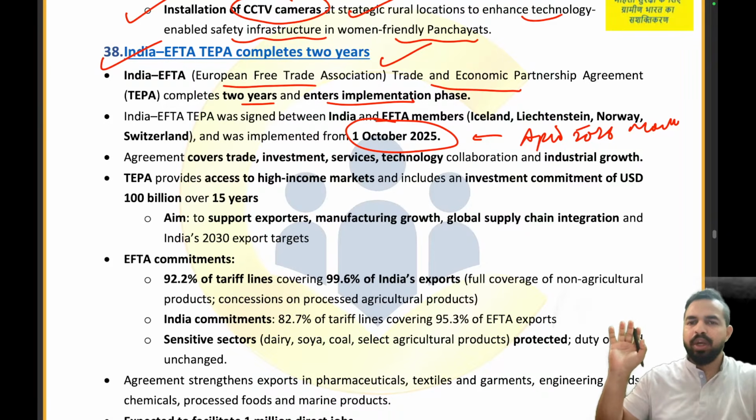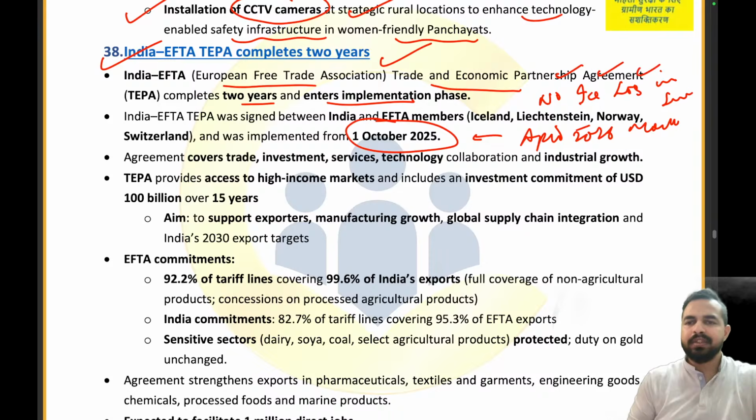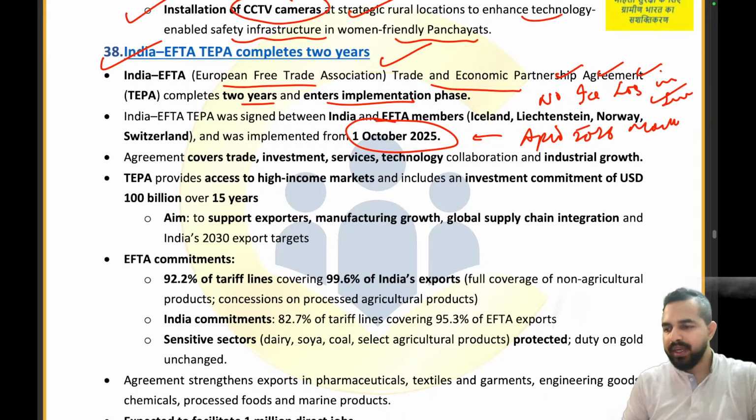Where I also told you the names of the countries which were part of the EFTA members: Iceland, Liechtenstein, Norway and Switzerland. Where I told you, no ice lies in Switzerland. That means Norway, Iceland, Liechtenstein and Switzerland. Right?